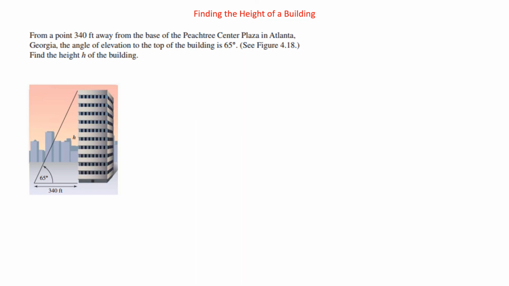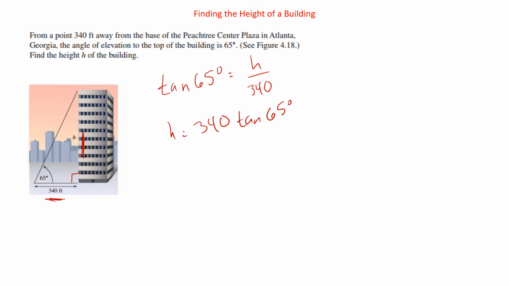So to do this, we have, this is our 90. So we're working with the adjacent side and the opposite side. So that's going to give us tangent. Tangent of 65 degrees will equal the opposite side, which is what we're trying to find, over the adjacent side, which is 340 feet. We can multiply to get h equals 340 times tangent of 65 degrees. Plug that into a calculator really quick. Tangent of 65 times 340, we get that it's about 729 feet tall.